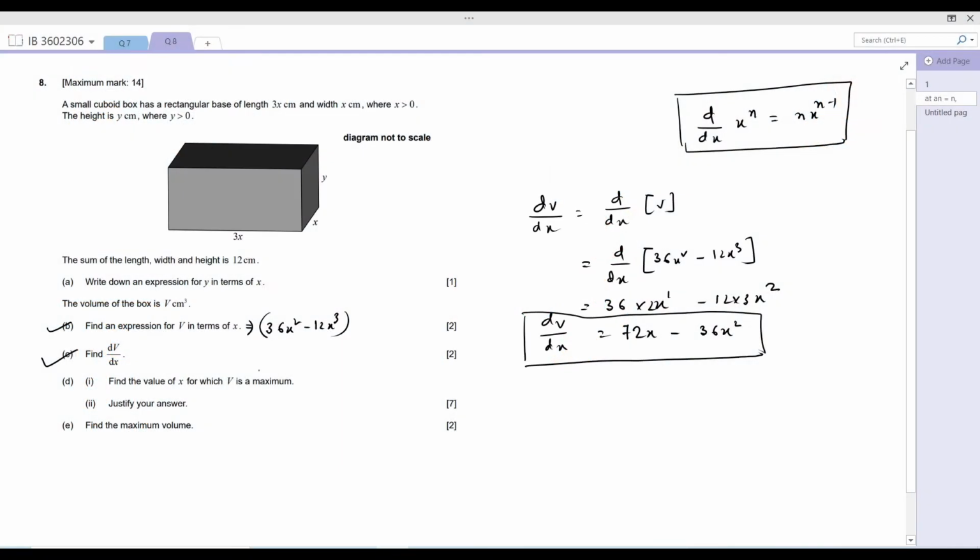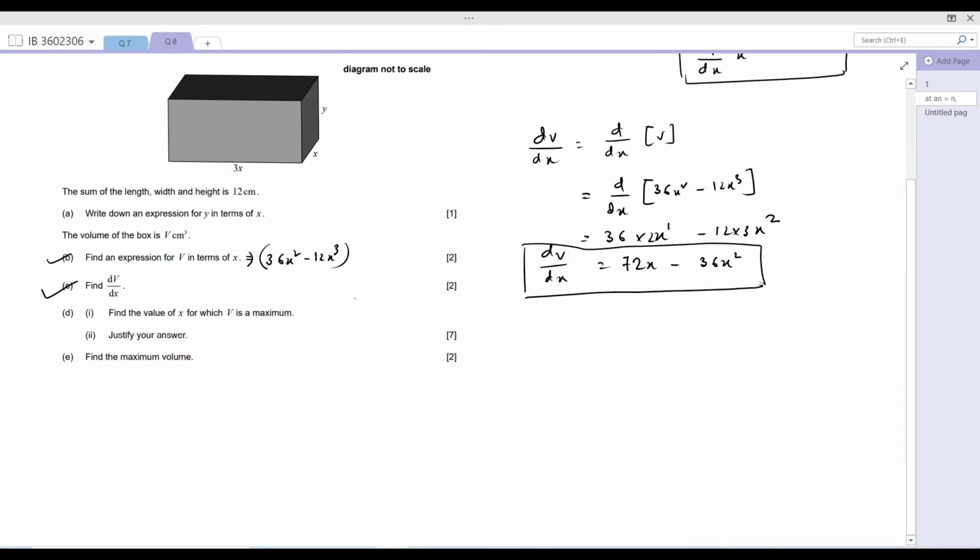Now this question is: find the value of x for which V is maximum. So basically we are trying to find the maximum of this equation. As I have discussed in some previous videos, to get the maximum or minimum value we just need to calculate dV/dx, or V dash, equal to 0.